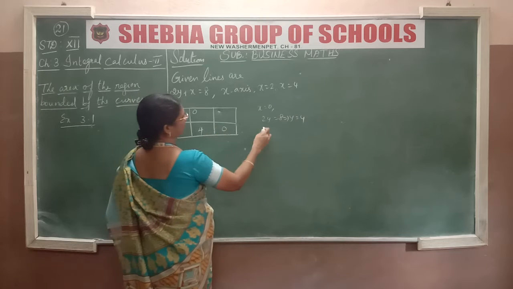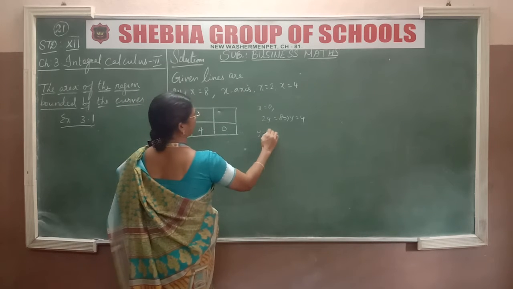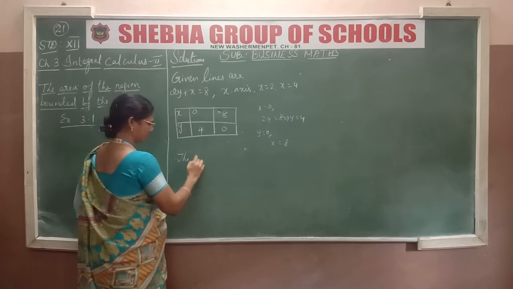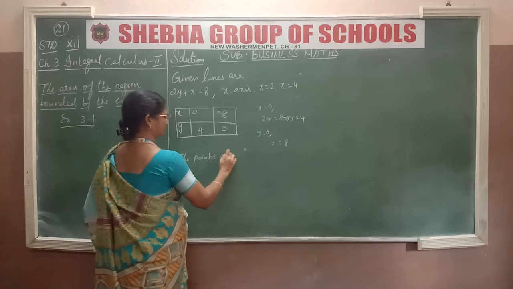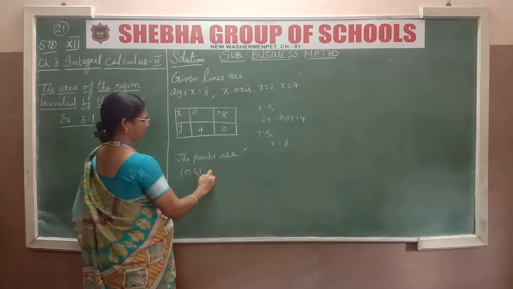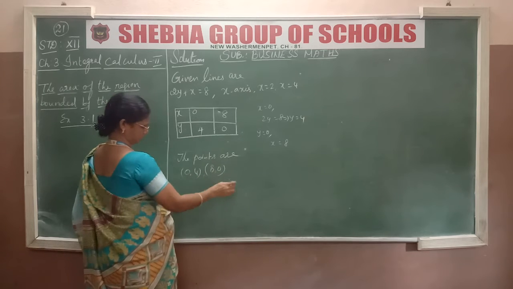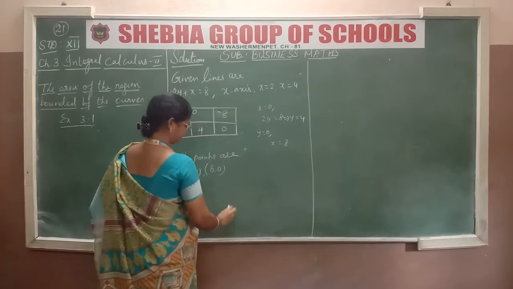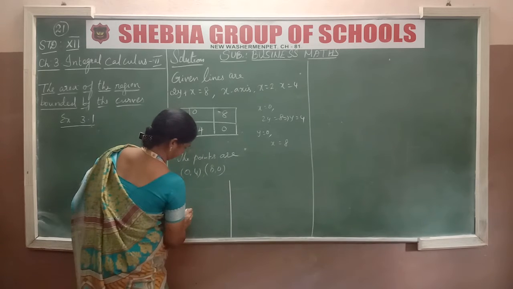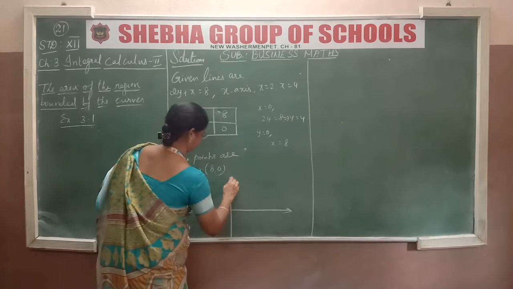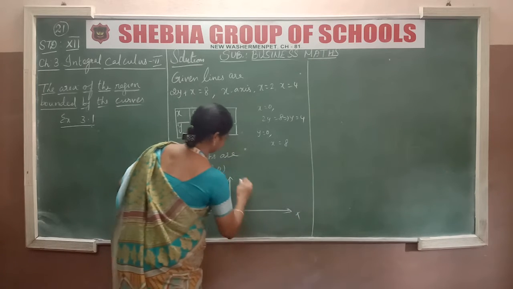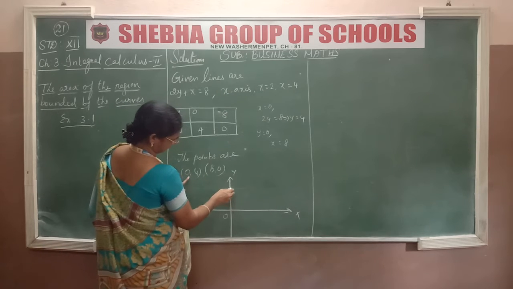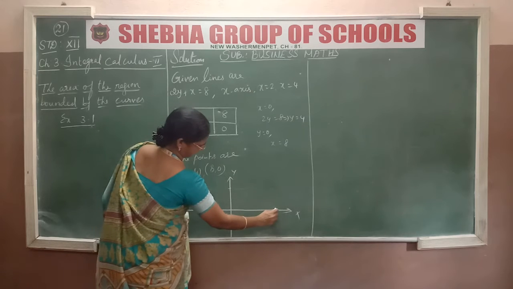And y is equal to 0 means, put y equal to 0, we get x equal to 8. So the 2 points are (0, 4) and (8, 0). Using these 2 points we draw the line. This is the x-axis, y-axis, this is (0, 0). (0, 4) is somewhere here and (8, 0) maybe here.